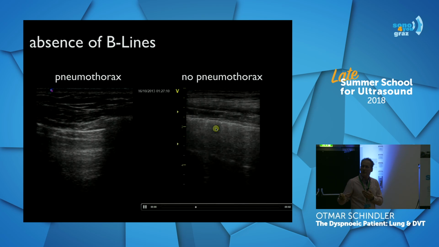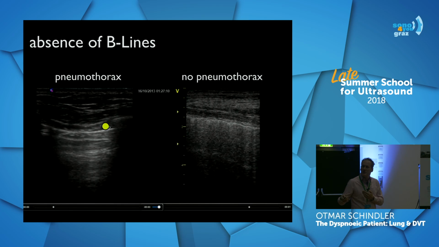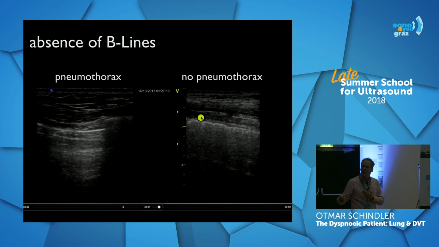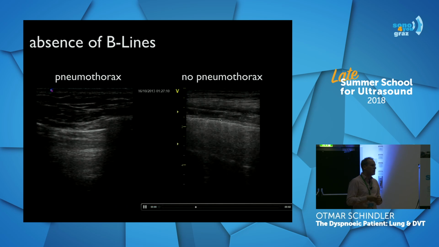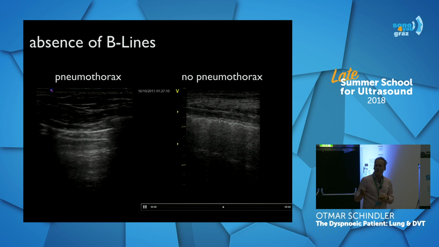This is classical pneumothorax because there's no lung sliding and no B lines, but there's no lung sliding with B lines, so that excludes pneumothorax.